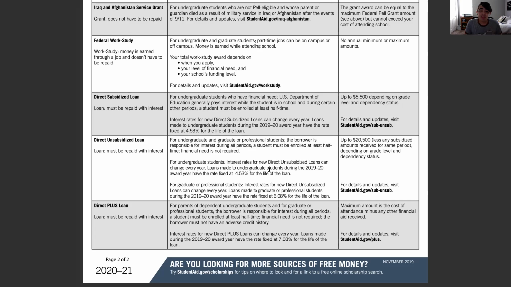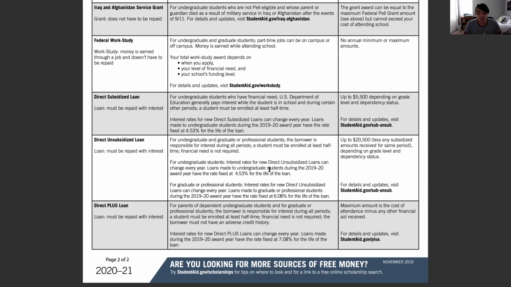So the subsidized loan will only go up to $5,500. Now, people are asking, what's the difference between subsidized and unsubsidized? Subsidized means that you don't have to be paying until after you graduate. For undergraduates who have financial need, the U.S. Department of Education generally pays the interest while you're in school and during other points, and a student must be half-time. Interest rates can change, okay?